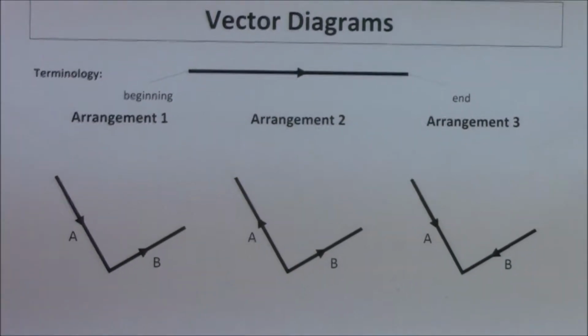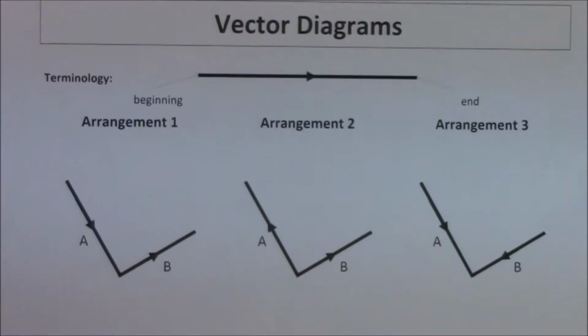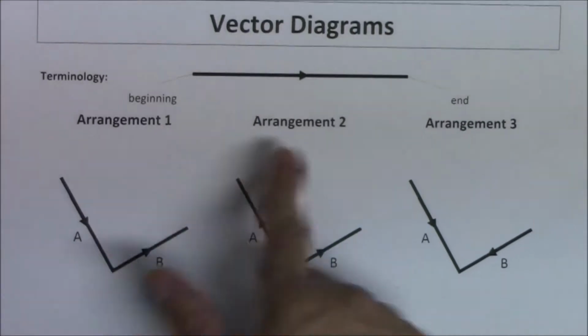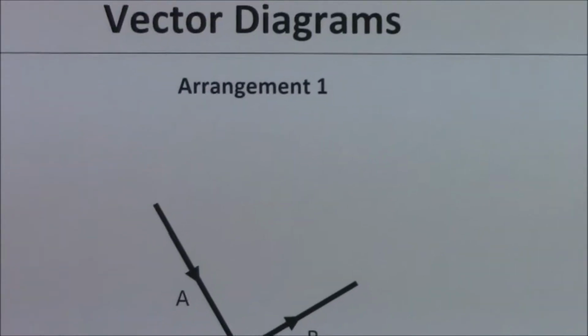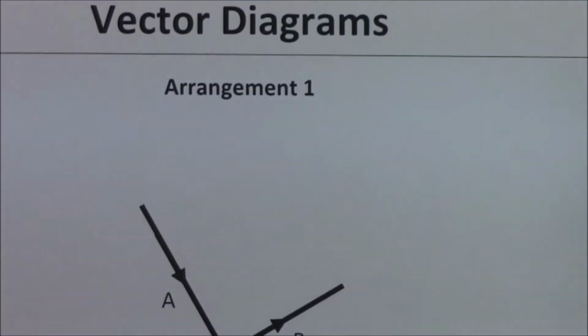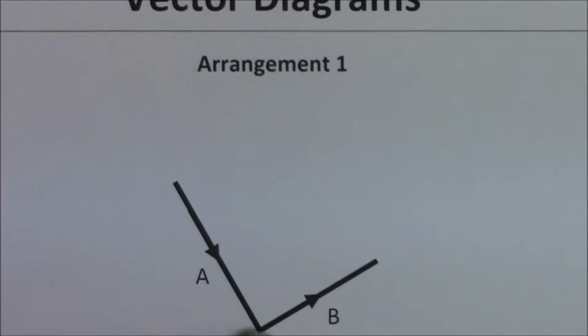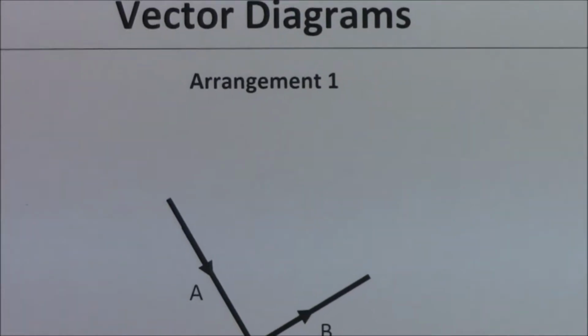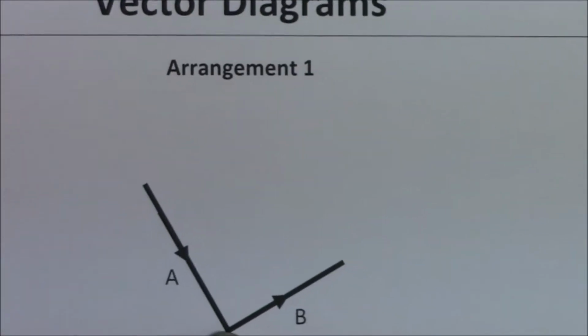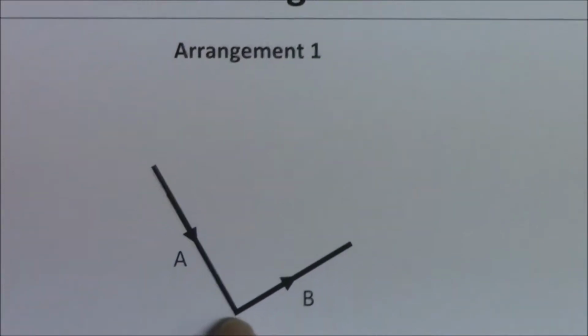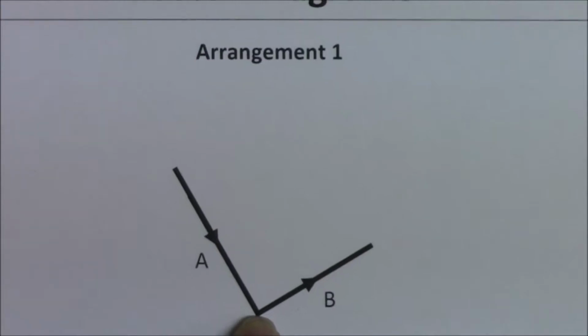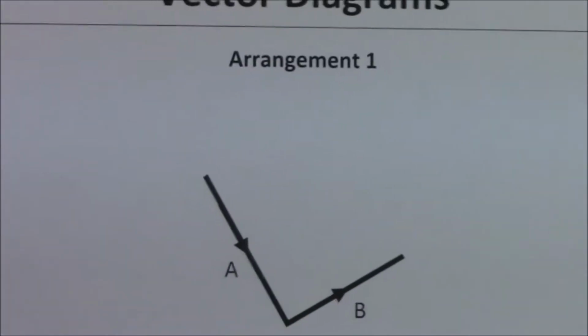There are three different arrangements of two vectors as shown here. Let's look at the first arrangement. Notice that this is the starting point of vector A, and this is the ending point of vector A. It happens that the ending point of vector A is also the starting point of vector B. So this arrangement is unique in this aspect.